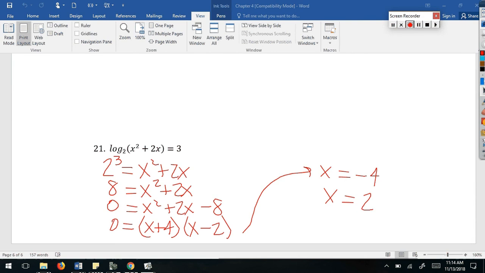Okay, so clearly I forgot to hit record. I do apologize. But I've got the solution here. We changed the form, made it equal 0, factored and solved here for this very last one.